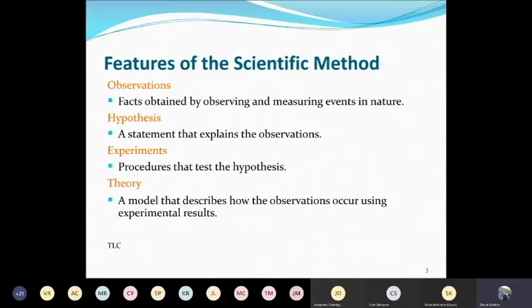Now, just a couple little details about each of those parts. Observation is just something that you observe in nature. A hypothesis explains the observation. The experiments are what's going to help prove your hypothesis, and then finally, a theory is what you design around that hypothesis and those experiments.